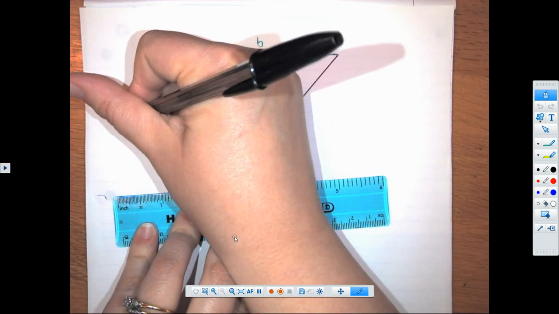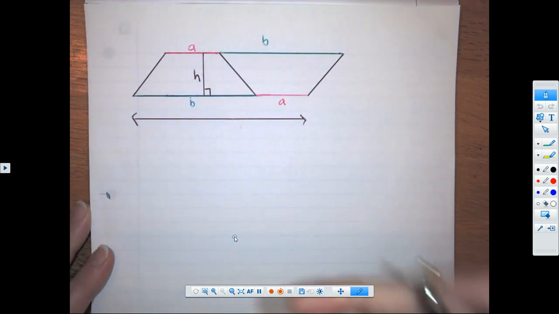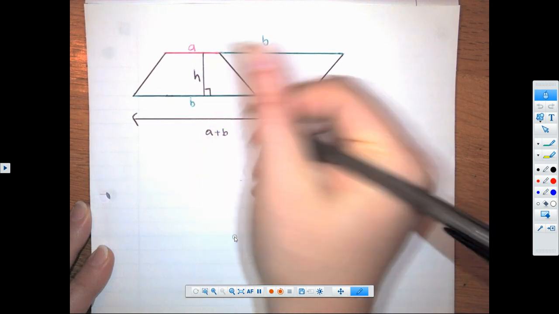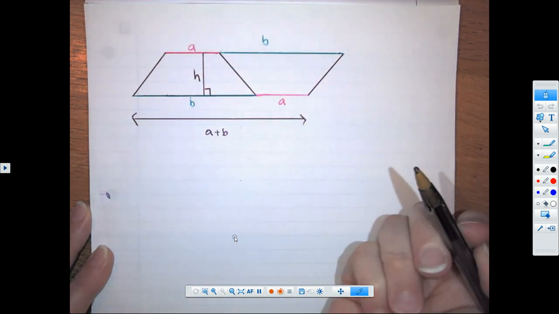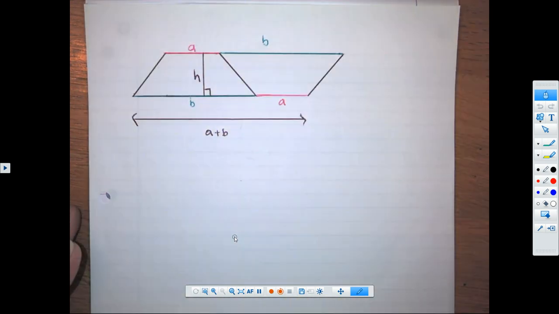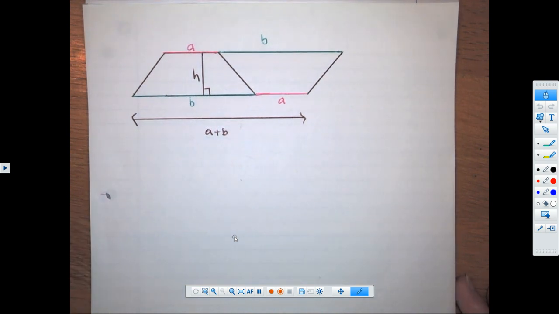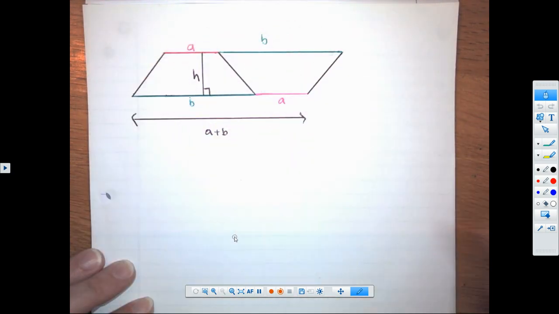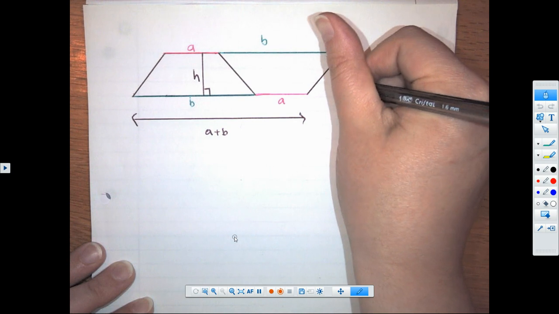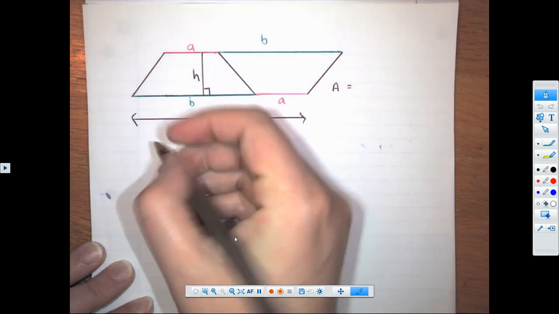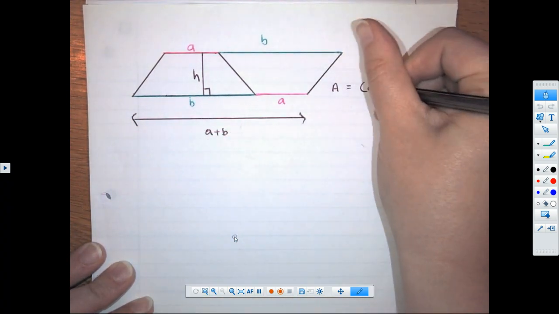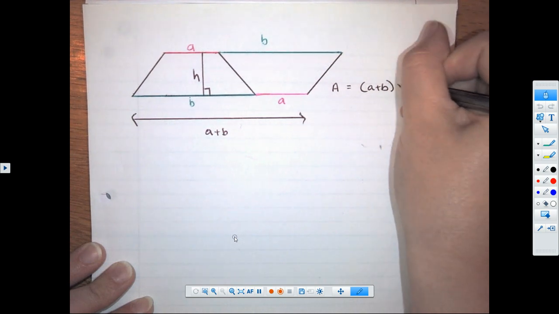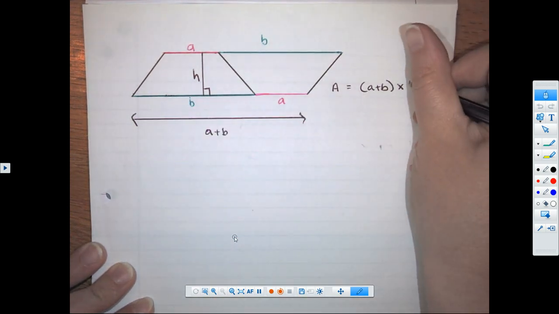is that this length here is a plus b. Same with at the top, okay? And that's the height, the perpendicular height. However, I want the area of one trapezium. So at the moment, to get the area of this whole parallelogram, I would be doing the base, which is a plus b, times the perpendicular height, which is h, okay?